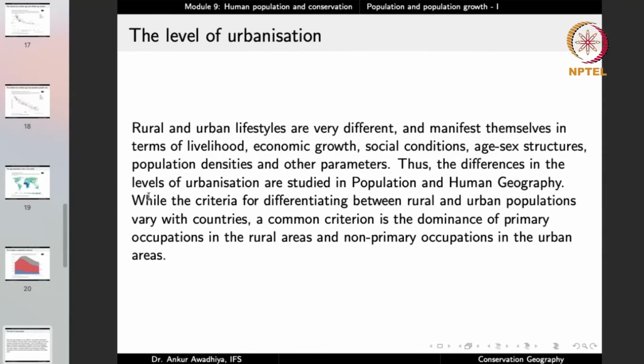Thus, the differences in the levels of urbanization are studied in population and human geography because they have a large ramification on the human populations. While the criteria for differentiating between rural and urban populations vary with countries, a common criterion is the dominance of primary occupations. Primary occupations include things like agriculture and mining. So, in the rural areas, the primary occupations dominate.